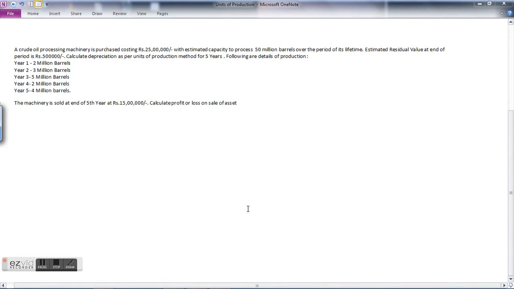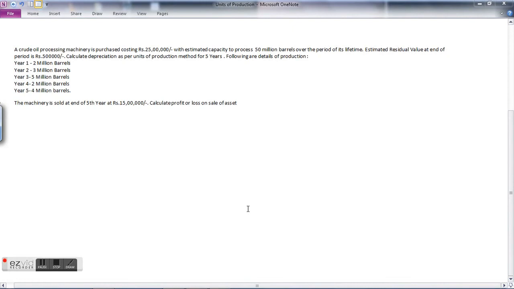Following are details of the production. So they have given the details of production, how much is produced in the first year, second year and so on for 5 years. The machinery is sold at the end of 5th year at rupees 15 lakh. Calculate profit and loss on sale. Now again here the accounting treatment will be same as we had seen in the straight line method, right? Now let's calculate the depreciation as per units of production or units of activity or units of usage method.